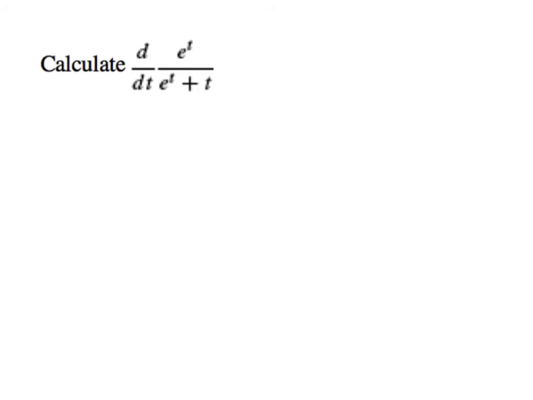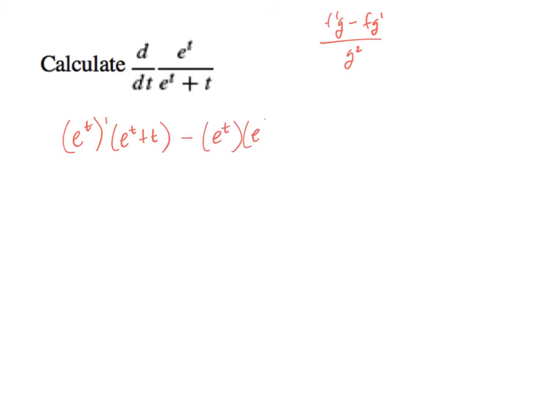Okay, let's do an example with e's. Similar notation as the last time we saw the e's. Take the derivative with respect to t of e to the t divided by e to the t plus t. So we're doing quotient rule, which is f prime g minus f g prime over g squared. Fill in your rule. e to the t prime times e to the t plus t minus e to the t times e to the t plus t prime, over e to the t plus t squared.